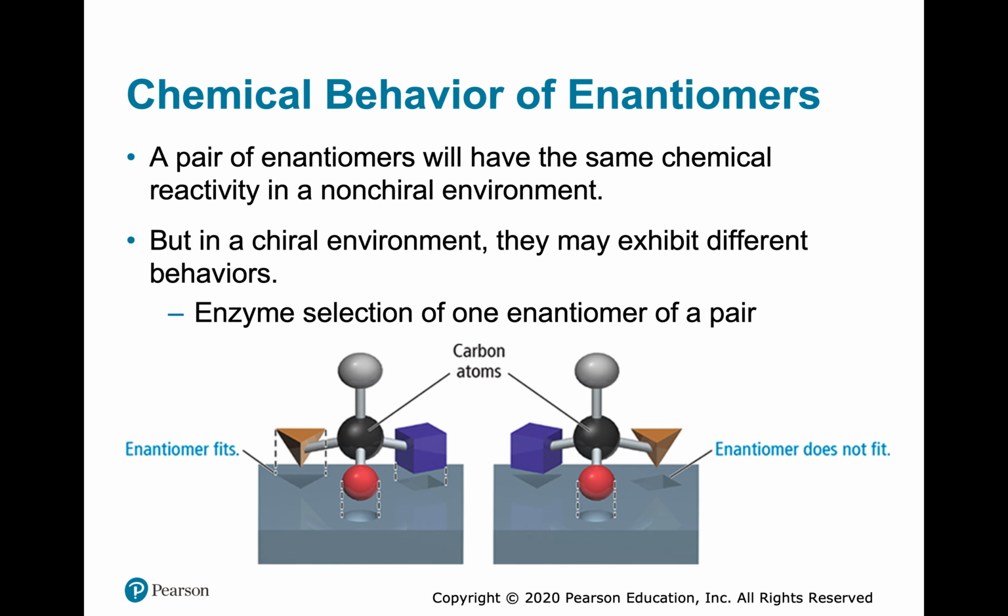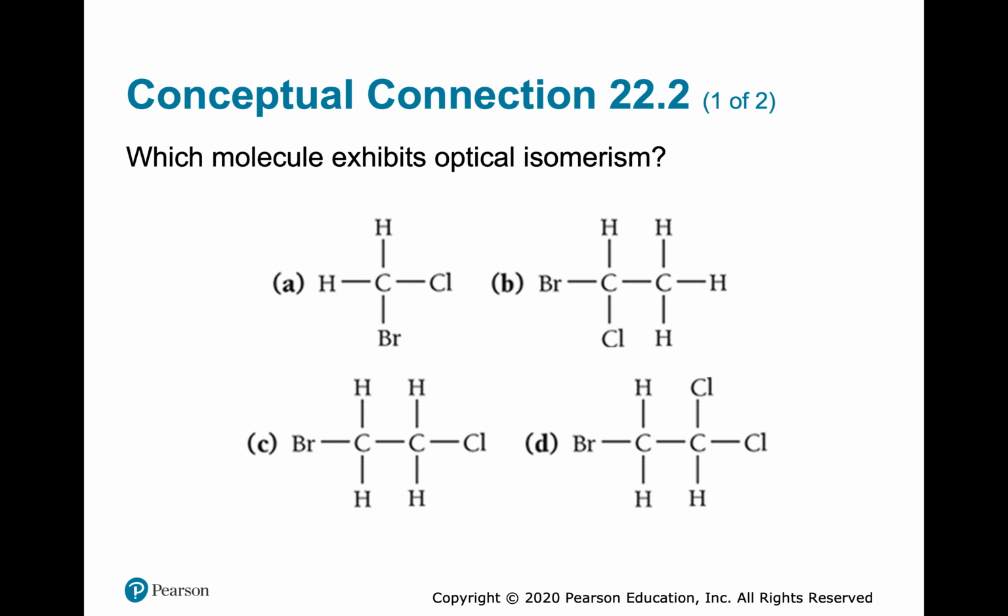And with enantiomers, a lot of biomolecules are very site specific. So enzyme actions only work in specific ways. That's why life here on Earth tends to form one enantiomer over the other. And okay, so look at this question here.